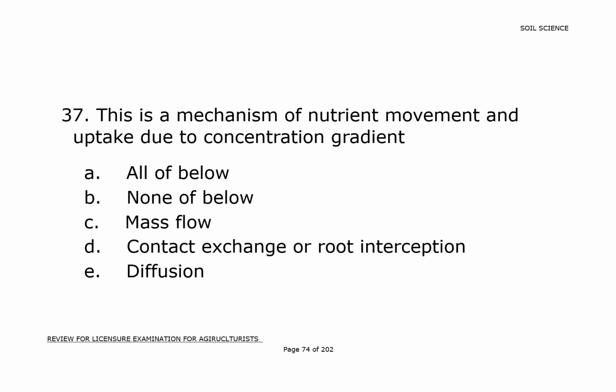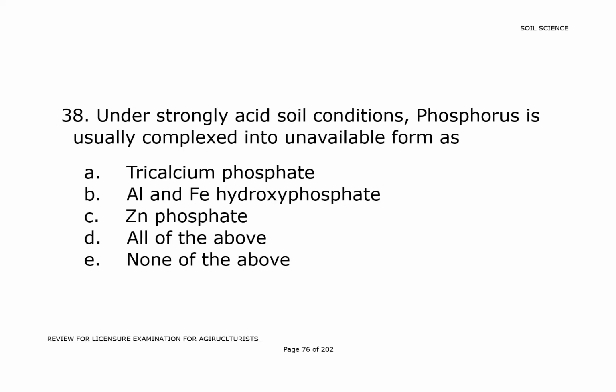Number 37. This is a mechanism of nutrient movement and uptake due to concentration gradient. A. All of below. B. None of below. C. Mass flow. D. Contact exchange or root interception. Or E. Diffusion. The answer is diffusion.